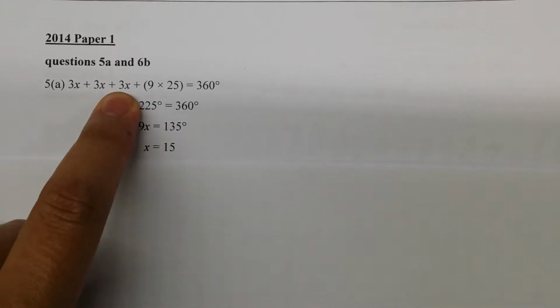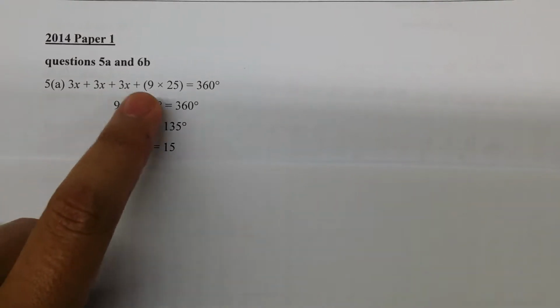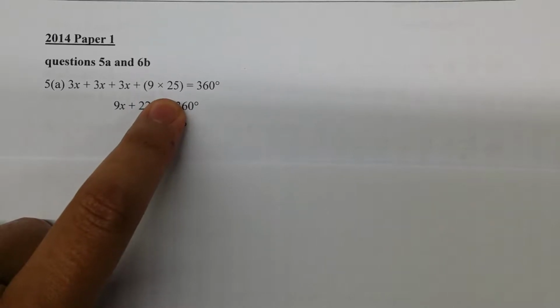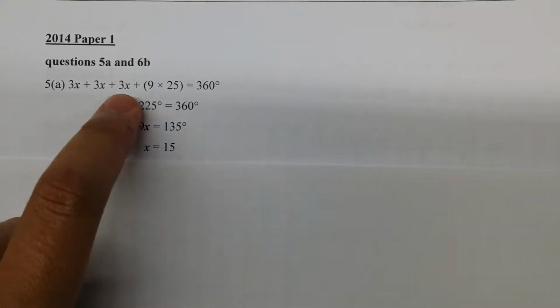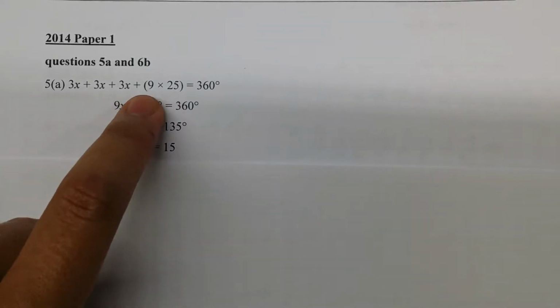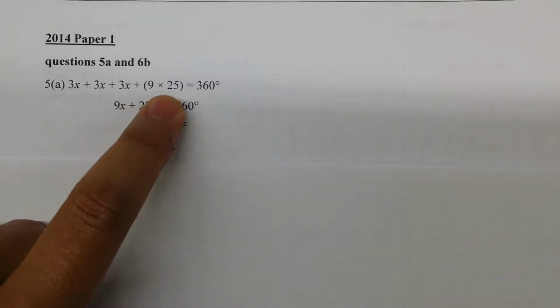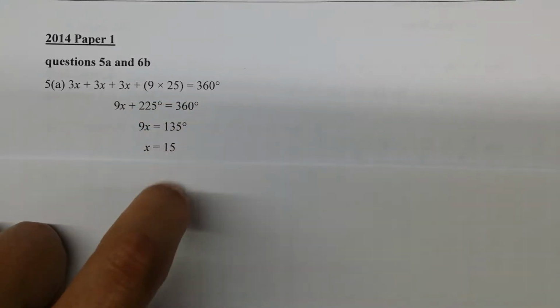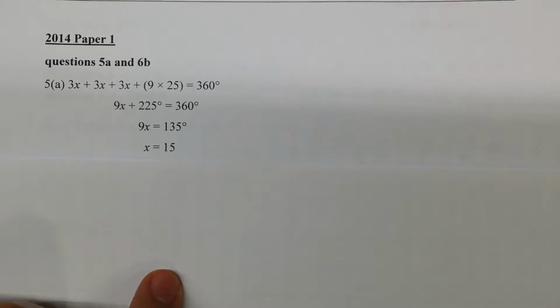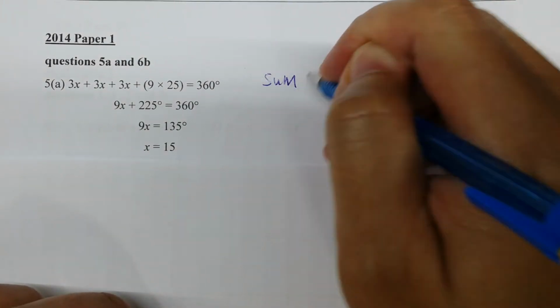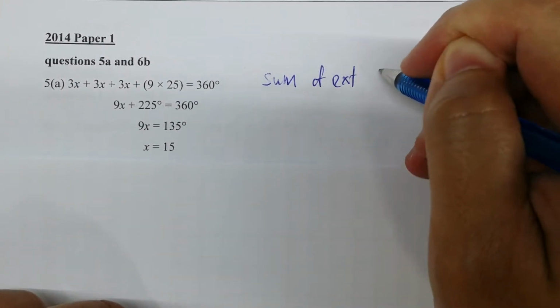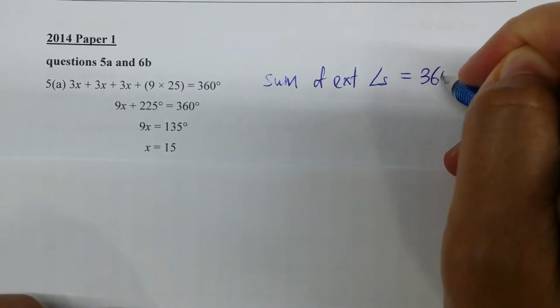Straightforward. Three of the exterior angles are 3x, 3x, 3x. Nine of the remaining are 25. Because altogether it is 12-sided, right? 12 sides. So if 3 of the angles are 3x, the remaining 9 sides will be 25 each. Altogether will be 360. Why 360? Because you should remember the formula. What's the formula? Sum of exterior angles equals 360.